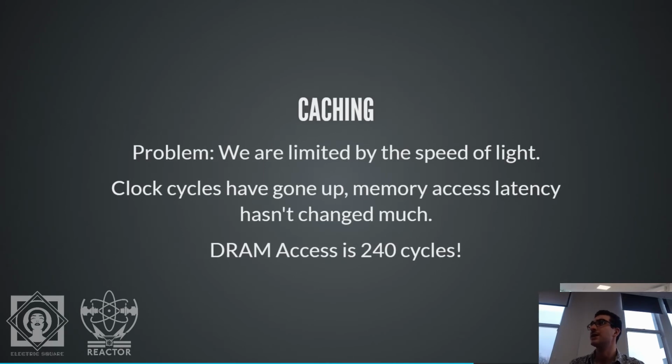So next thing, caching. As you mentioned before, with accessing memory, we are limited by the speed of light. As clock cycles have gone up, memory access latency has remained fixed. So now, RAM accesses can take 240 cycles, which is an incredibly long amount of time, if you could be potentially running 240 instructions in that period of time.